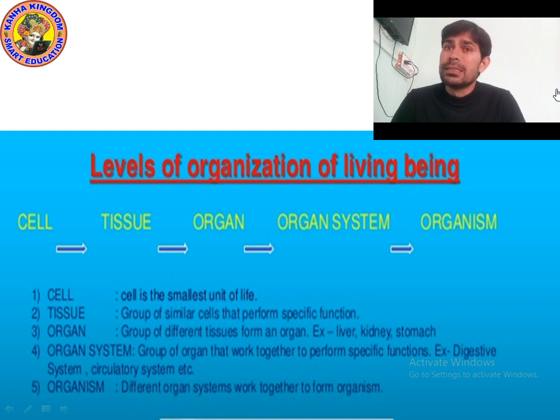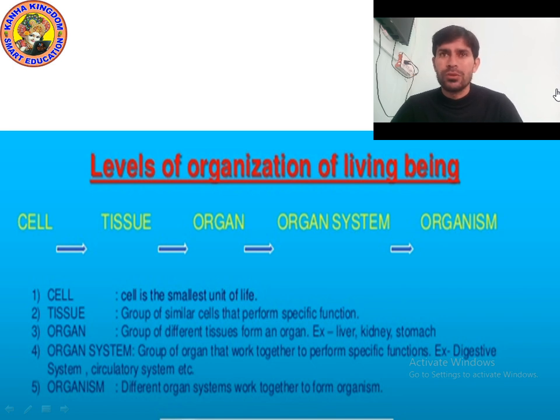What is cell? Cell is the smallest unit of life. Cell is the basic structural and functional unit of living organism. What is tissue? The group of cells that perform a specific function is called tissue. There are many tissues like muscular tissue, skeletal tissue, blood tissue, lymph tissue, tendon tissue. In plants also there are many types of tissue like xylem tissue, phloem tissue, parenchyma tissue, collenchyma tissue, sclerenchyma tissue.